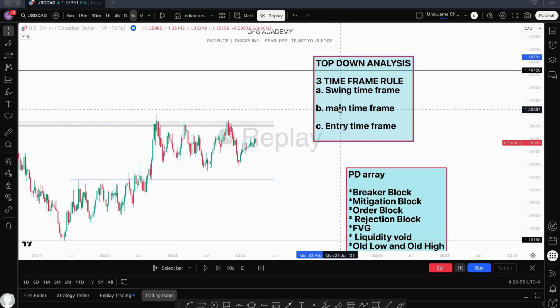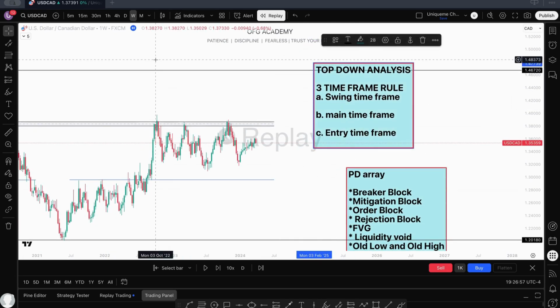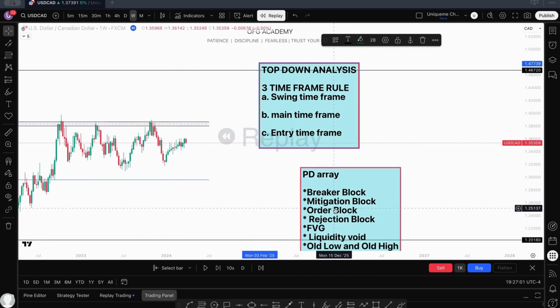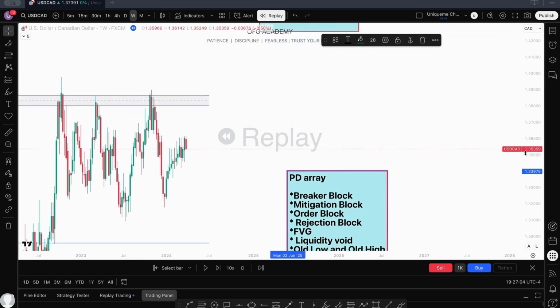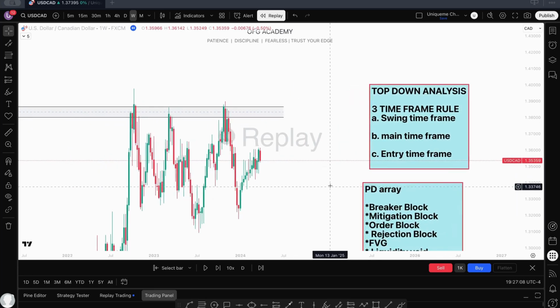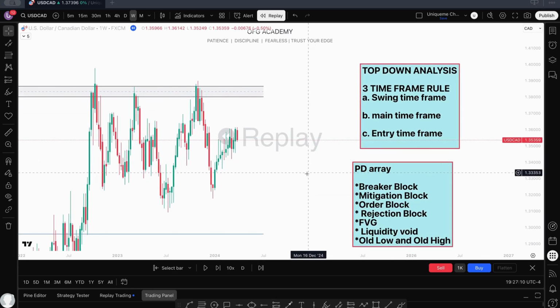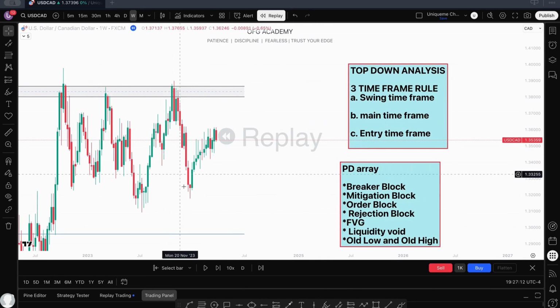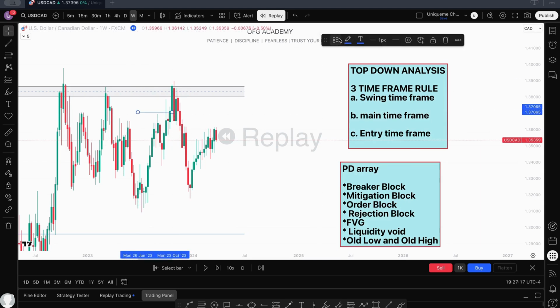Now, for me, I will take the 1 week as my swing structure, and I'll take the main structure as my 1 day for those that are swing trading. Now, what do I have here? On the 1 week time frame, know that price also respects other block, sorry, fair value gap. I have a full retracement here as an external range liquidity, right?